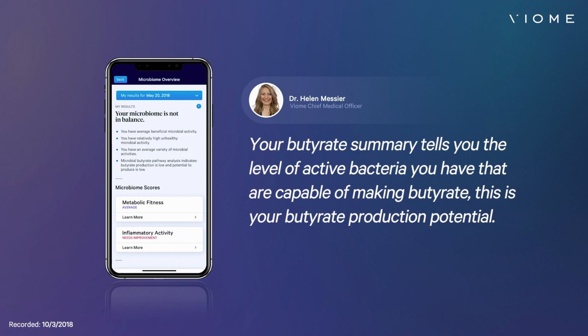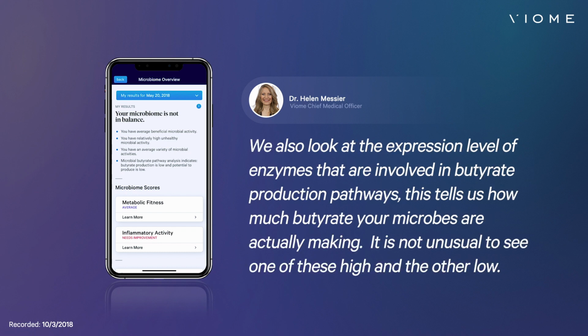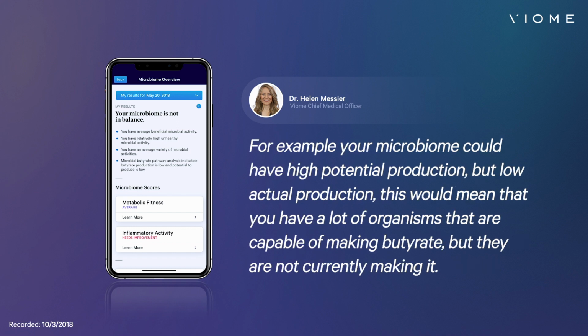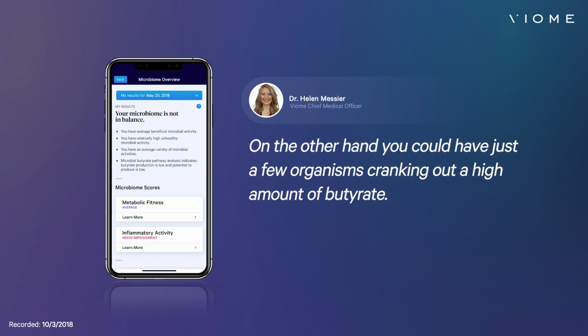Your butyrate summary tells you the level of active bacteria you have that are capable of making butyrate. This is your butyrate production potential. We also look at the expression level of enzymes that are involved in butyrate production pathways, and this tells us how much butyrate your microbes are actually making. It's not unusual to see one of these high and the other low. For example, your microbiome could have high potential production but low actual production. This would mean that you have a lot of organisms that are capable of making butyrate, but they're not currently making it. On the other hand, you could have just a few organisms cranking out a high amount of butyrate.